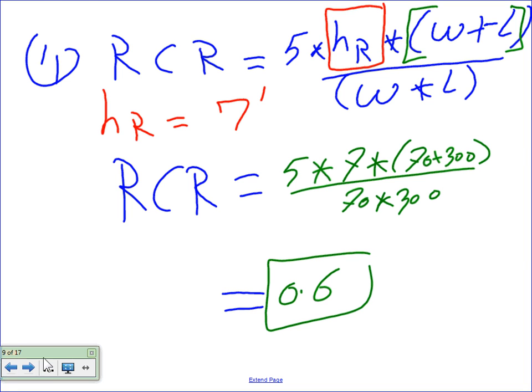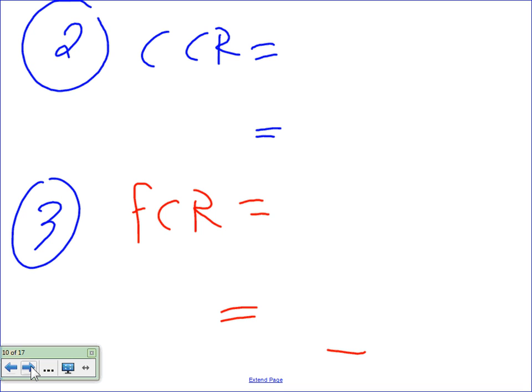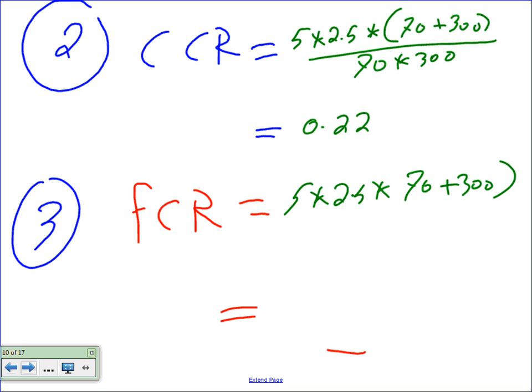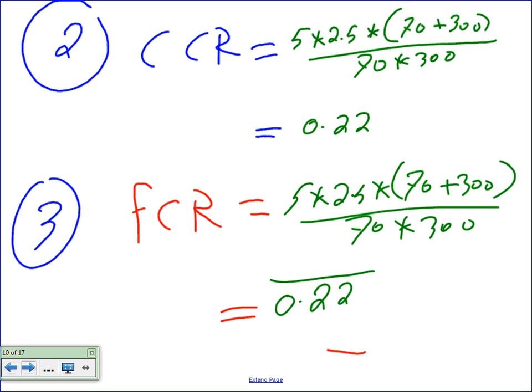Okay, let's go to the ceiling. For the ceiling cavity ratio, the same thing: 5 times 2.5, because the ceiling cavity height is 2.5, times (70 plus 300) divided by (70 times 300). This came up with 0.22. And the floor cavity ratio is identical: 5 times 2.5 times (70 plus 300) divided by (70 times 300), and surprise, surprise, it is 0.22. Done.